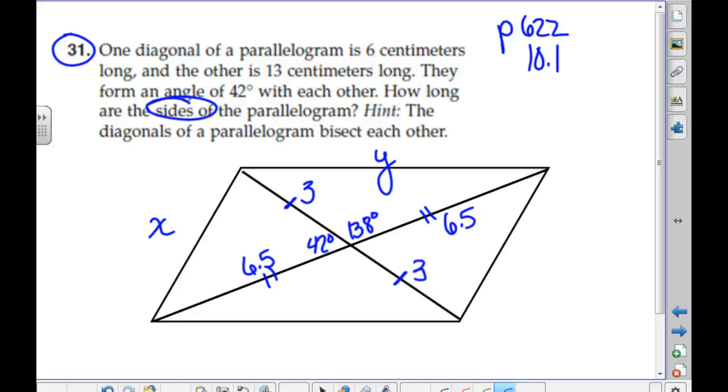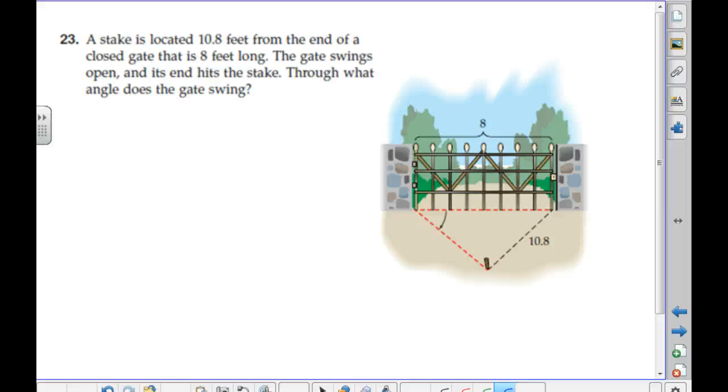All right. The question asked was number 23 on this same page, which is page 622, number 23, section 10.1. There is a picture, but it's hard to see. It's at the top of the next column. The problem's at the bottom of one column and the picture's at the top of the next, so if you don't see it.